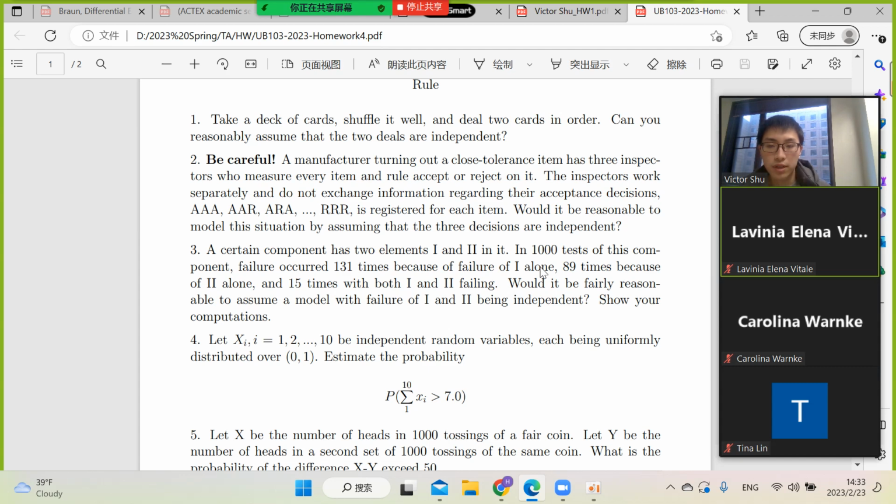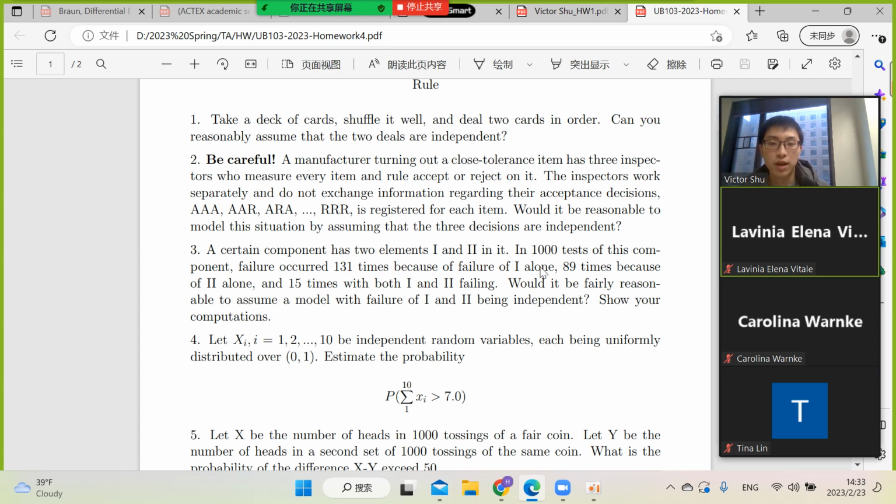Right, if two events are independent, then the intersection of those two events has a probability of the probability of A times the probability of B. In this case, what you're gonna do is you will first find the probability of the failure of element 1, and then you find the probability of the failure of element 2, and then you find the probability that element 1 and 2 both fail, right?